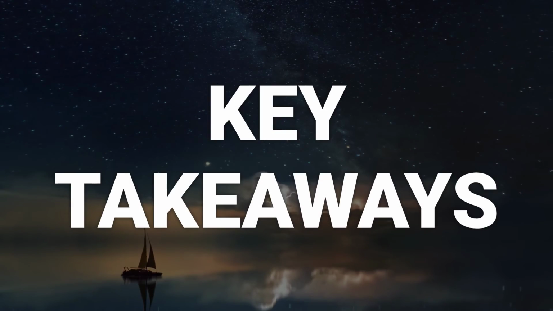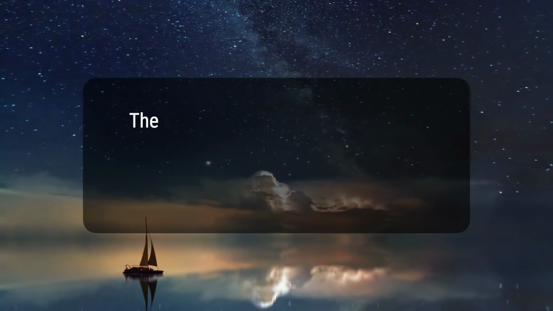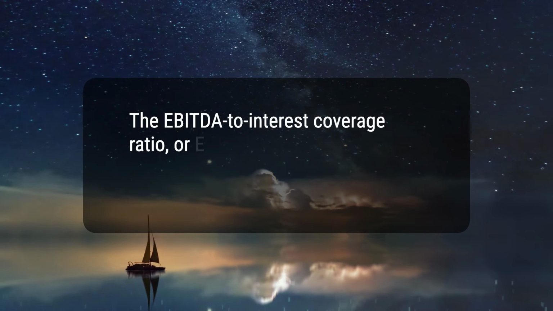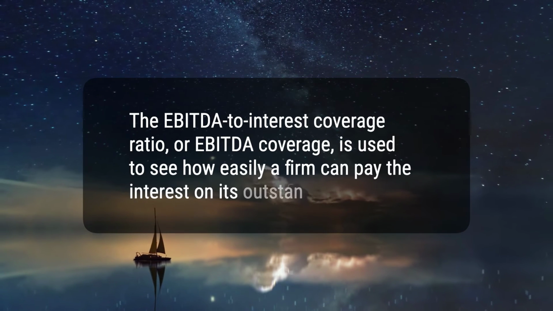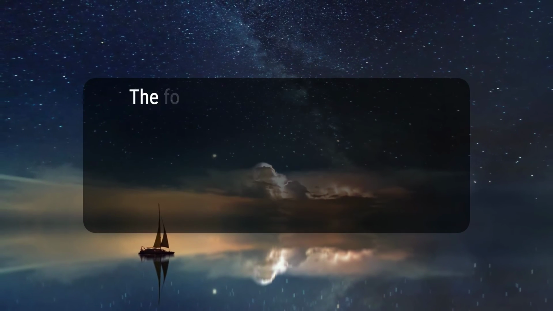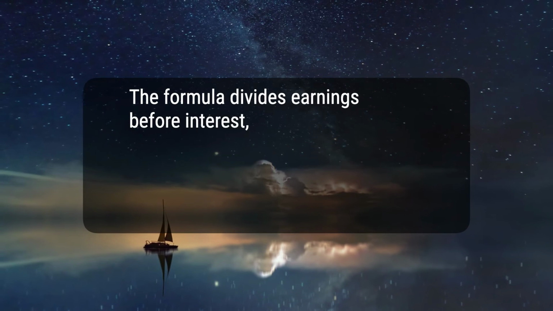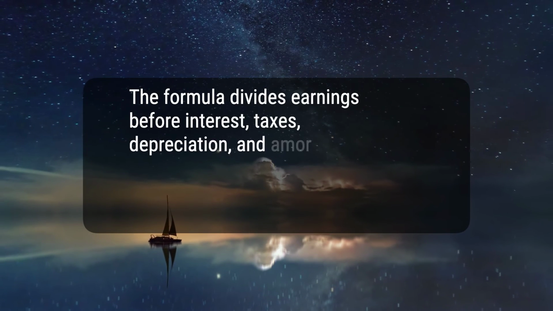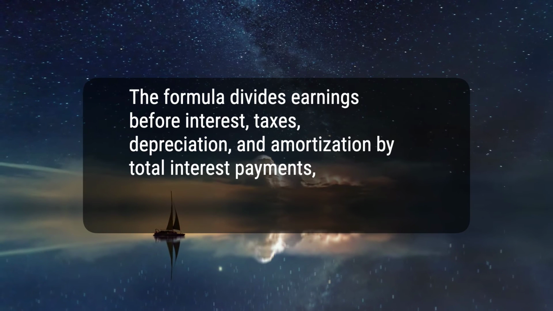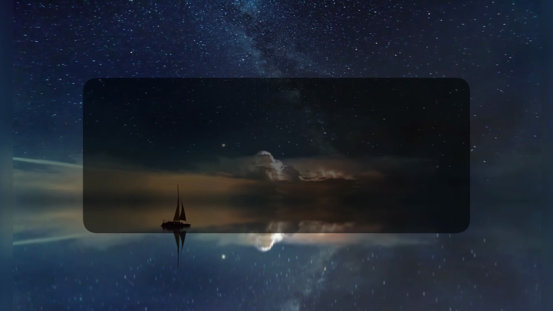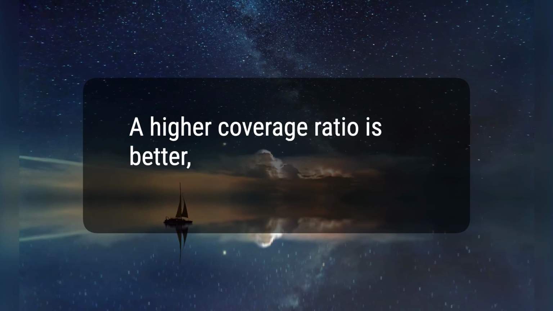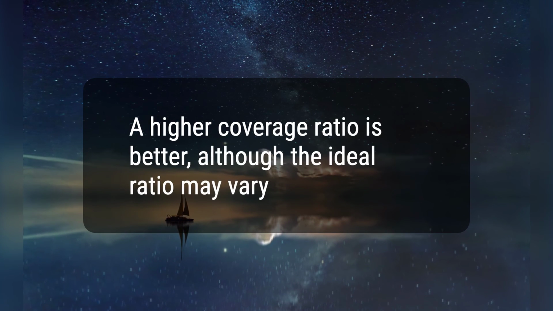Here are 3 key takeaways. 1. The EBITDA-to-interest coverage ratio, or EBITDA coverage, is used to see how easily a firm can pay the interest on its outstanding debt. 2. The formula divides earnings before interest, taxes, depreciation, and amortization by total interest payments, making it more inclusive than the standard interest coverage ratio. 3. A higher coverage ratio is better, although the ideal ratio may vary by industry.